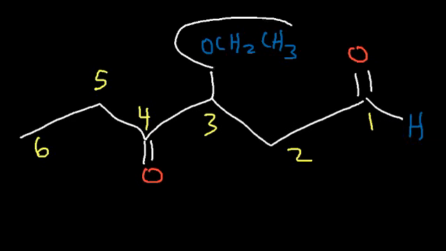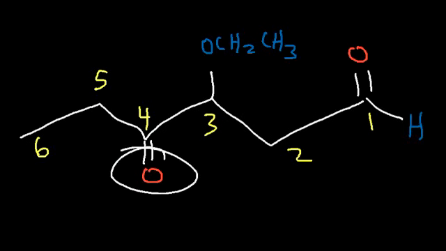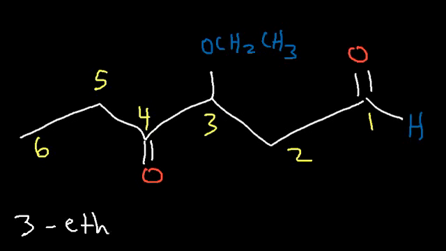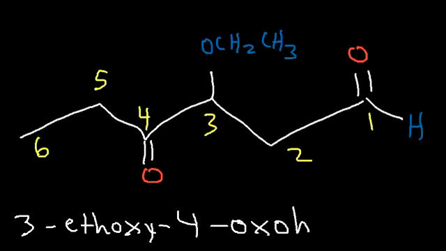Now, this group, instead of being methoxy, we have an ethyl attached to an O, so this is going to be ethoxy. And here we have a ketone as a substituent. It's called oxo. So E comes before O, so we're going to call it 3-ethoxy-4-oxo, and then hexanal, since we have a 6-carbon chain. And that's all you got to do for that example.